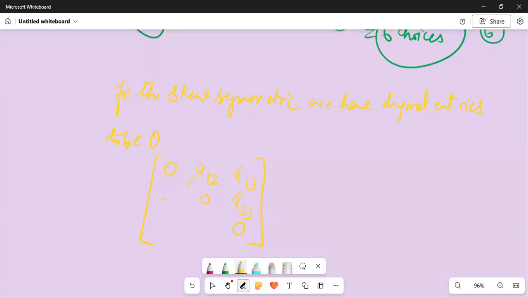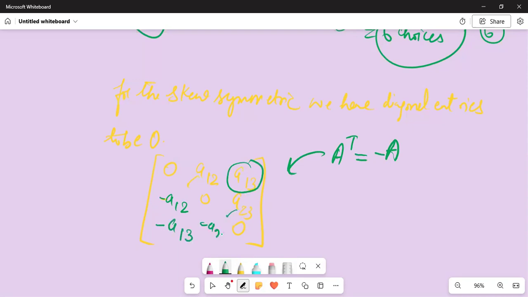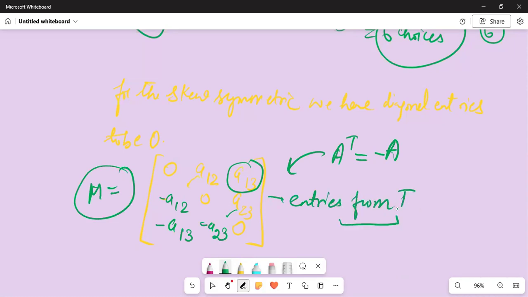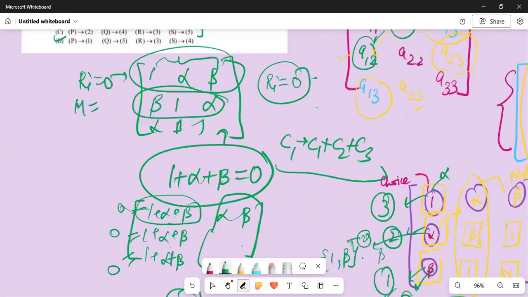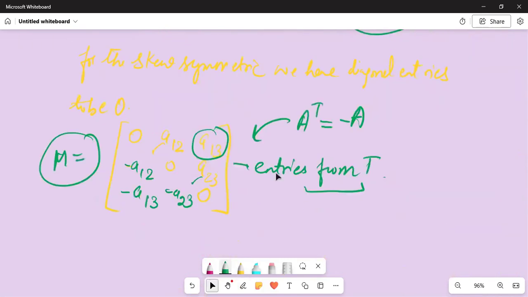So this entry depends on this. This is going to be A12 and minus A12, because the skew-symmetric matrix satisfies this condition. Using this condition, this will decide this, and this will decide minus A23. So this is going to be our matrix, and the entries are going to be from T only. This means that A12, A13, A23 are from T only.